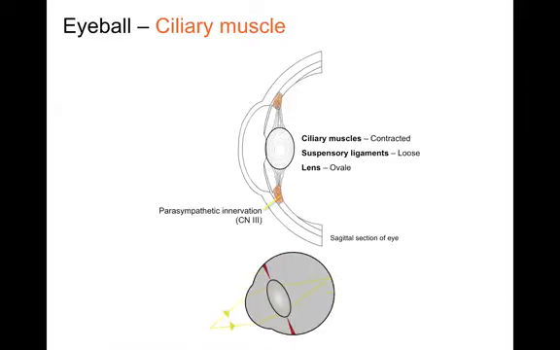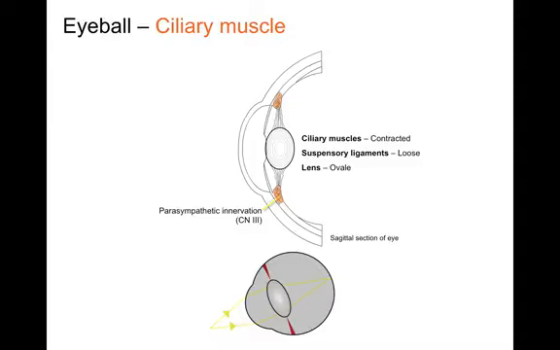Now, if you innervate those ciliary muscles, they contract, and as they contract, like any sphincter muscle, they'll shorten the diameter between them. This causes the suspensory ligaments to become loose, and the lens goes to its more natural oval shape. This occurs when you look down at your keyboard.